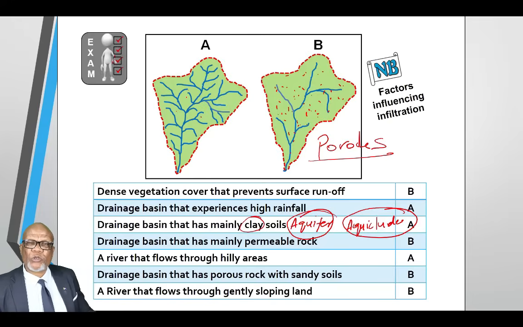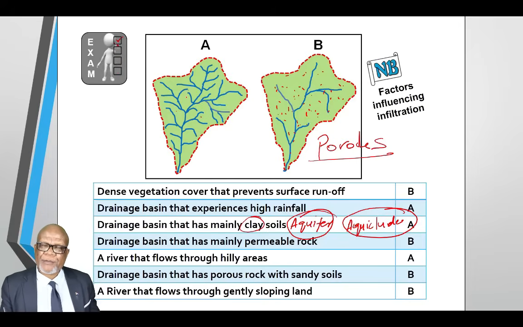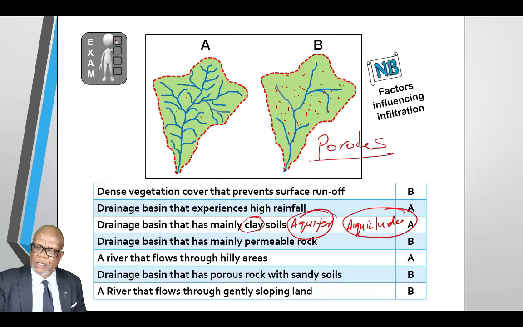So there is a relationship between porosity and permeability. The higher the pore spaces, or the higher the porosity, the higher the permeability. What is porosity? Porosity simply refers to the pore spaces per unit area. So here there are many pore spaces in this area, but here there are fewer pore spaces in this area. So area B has high porosity, and because of high porosity, area B will be more permeable, and therefore is going to allow for more infiltration, and is going to result in less runoff.